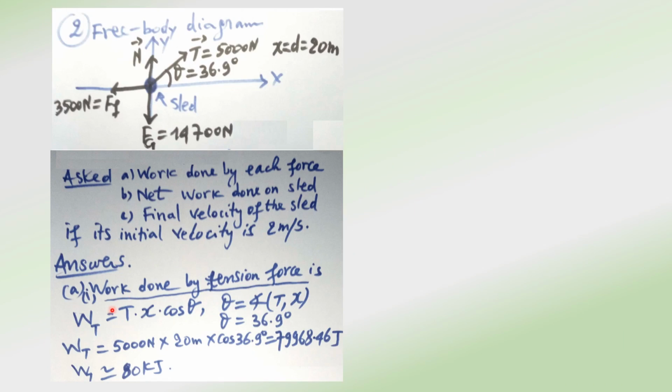Here we have a detailed answer. Then we start with the work done by the tension force. This is the W with index T, equal to the tension force times distance moved times the cosine of the angle between the tension force and the x-axis, which is equal to 5,000 times 20 meters times cosine 36.9 degrees. This gives approximately 80 kilojoules.